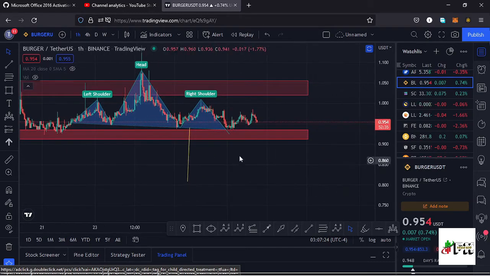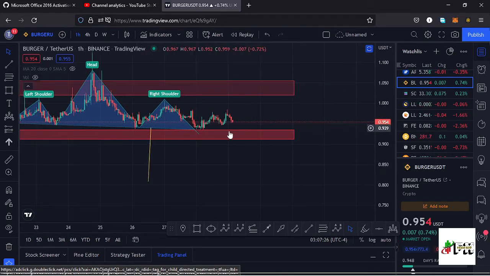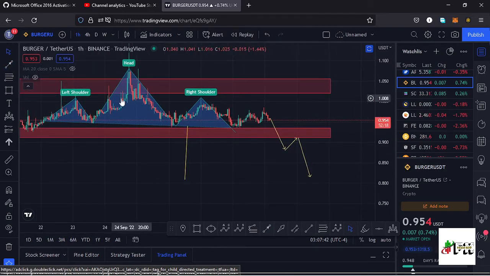So it's very possible that in case we lose this key area of support at around the $0.93 mark, we might even see a retest of that key area of support and continue pushing lower, and that might take us back to around the $0.81 mark. That is the target area for that breakout of that head and shoulders pattern.